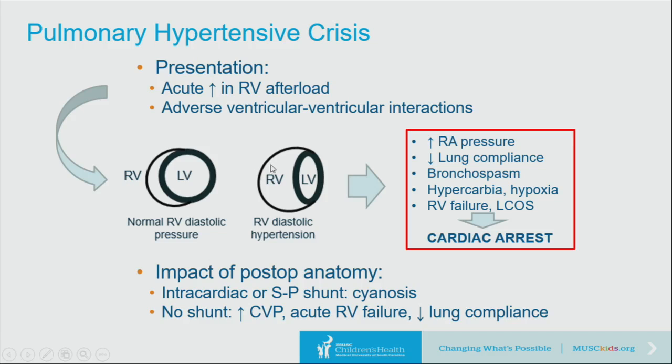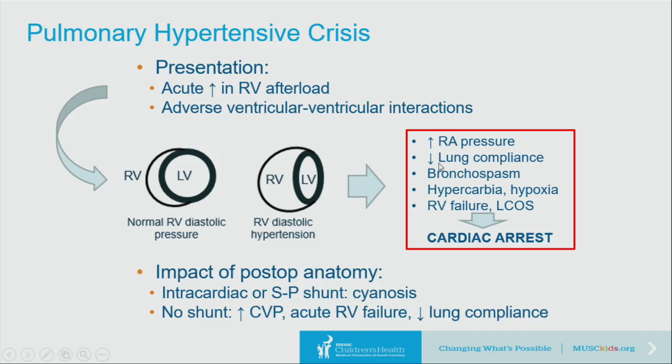The patient can develop elevated left atrial pressure, significantly reduced lung compliance. They can be very difficult to bag during one of these episodes. Bronchospasm can be present, presumably from the acute dilation of the pulmonary vascular bed compressing on the tracheal bronchial, particularly the distal bronchial tree. Hypercarbia and hypoxia can ensue, and a state of right ventricular failure, low cardiac output from both ventricles, and eventually cardiac arrest can develop.